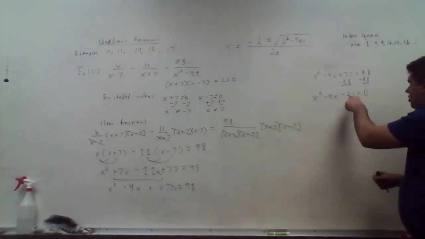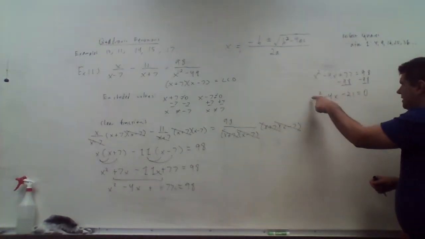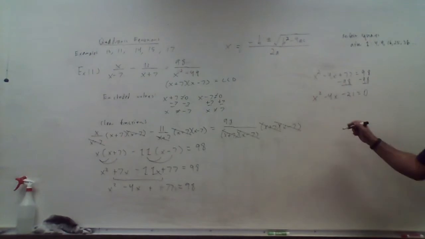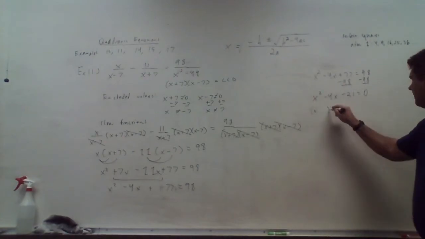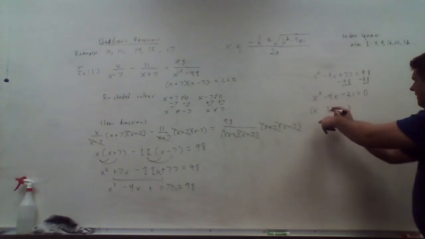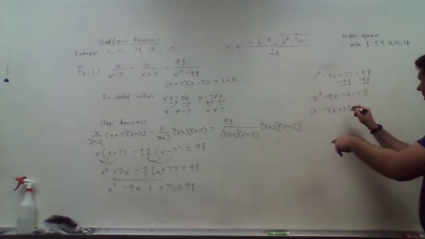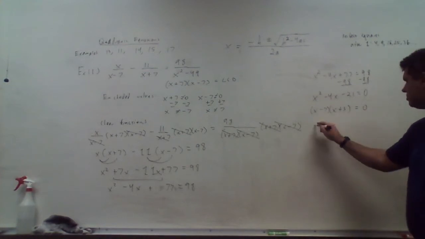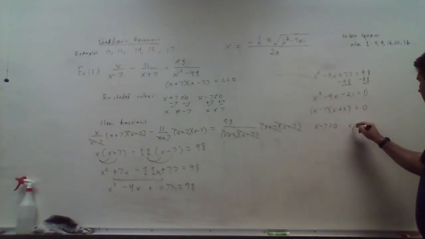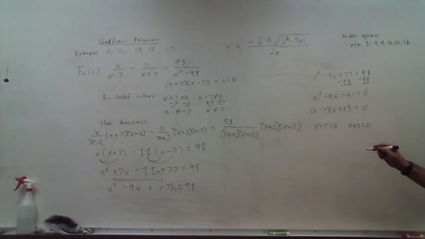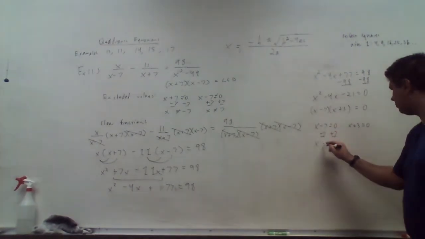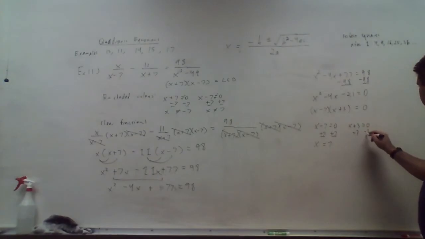I look for two factors of negative 21. So this is an x squared. I look for two factors of negative 21 that add to negative 4, and they exist. Negative 7, positive 3. So x minus 7 equals 0, and x plus 3 equals 0. Okay? Add your 7. x equals 7 over here. Subtract 3, x equals negative 3 over here.